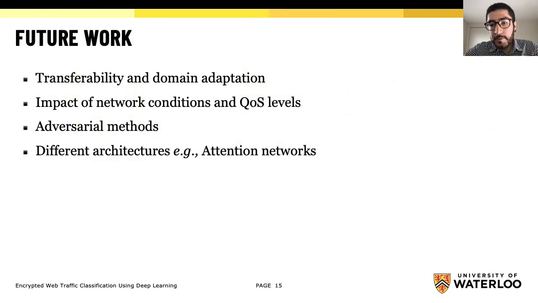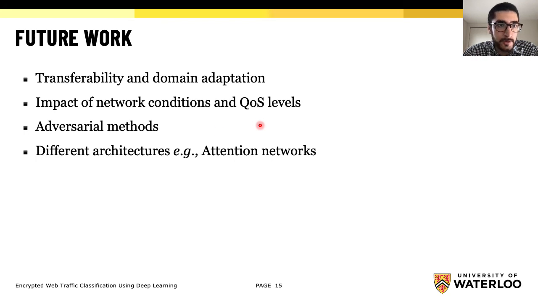In future work, we propose the study of the transferability, the transfer learning, and domain adaptation of traffic classification models. So for example, can a model trained for a certain task be used for another task, for example, with a different granularity, by making minor adjustments to the model, for example, the final layers? And also the domain adaptation: can we have a model trained in certain conditions adjusted for other conditions? We are also interested in how network conditions affect the accuracy of the model.